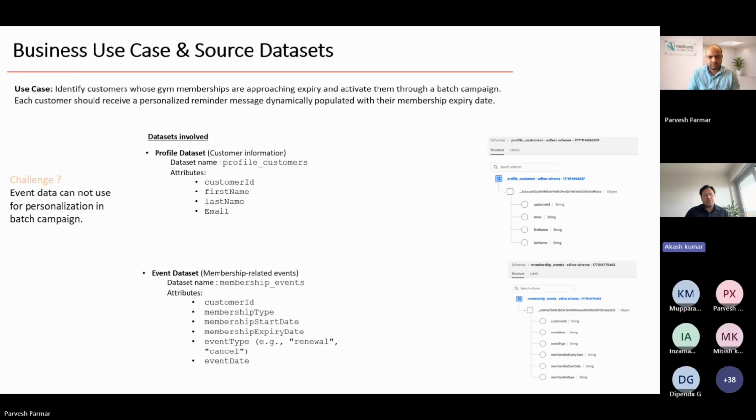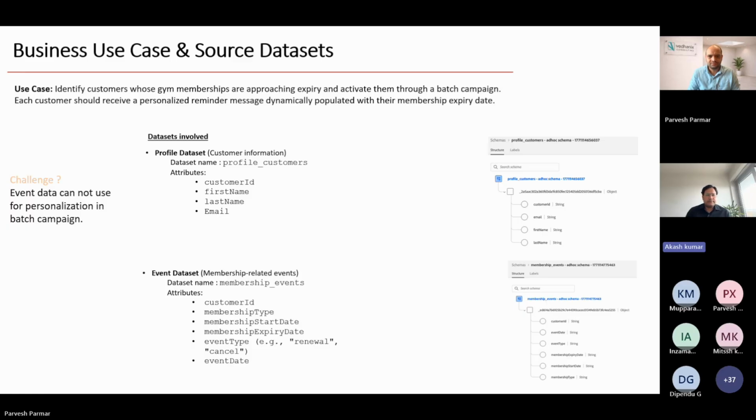To achieve this, we start with our profile dataset, which is the XDM Individual Profile class and contains the customer core information like customer ID, first name, last name, email. This dataset gives us identity and contactability. But on its own, it does not tell us anything about the membership status of the customer.